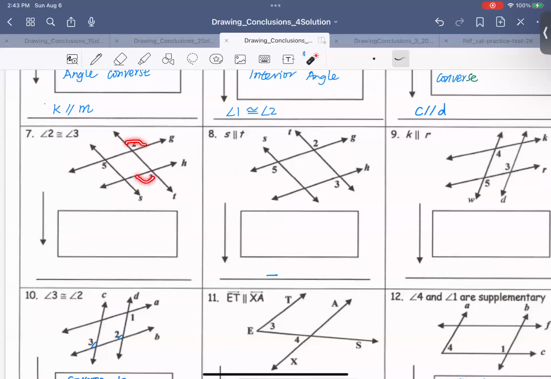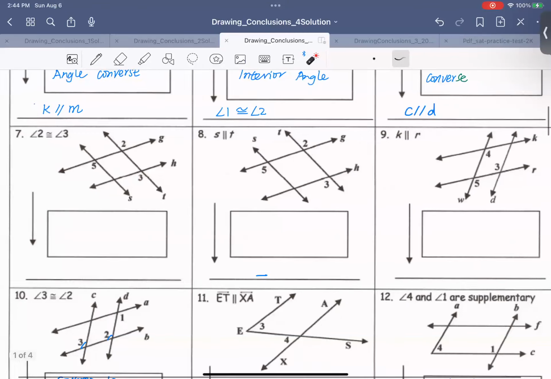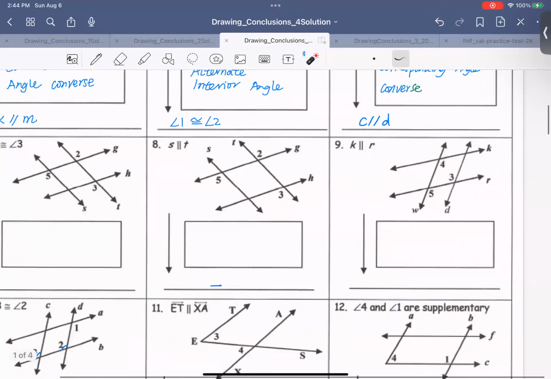These two angles are saying these two lines are parallel. If I have these two angles, you have these two lines parallel. Make sense? It's because of alternate exterior angle. Okay. Next one. S parallel to T. Angle 2 is congruent to angle 5. True. Because? Alternate exterior angle. Good. One more, please. Number 9.